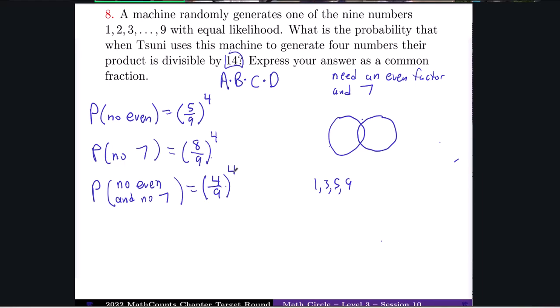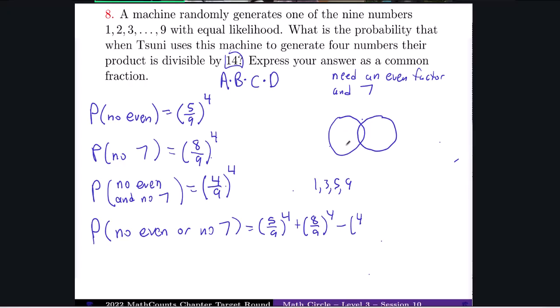So if I know the probability that I don't have an even, I know the probability that I don't have a 7, and I know the probability that I don't have an even and don't have a 7, we can use that thing that we talked about called inclusion exclusion when we talked about probability. So the probability that I have no evens or no 7s is going to be the probability of no evens plus the probability of no 7s minus the probability that both of those things happen. Because if I count the things here and I count the things here, I've double counted this intersection.